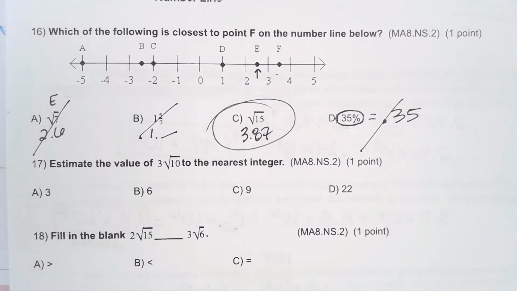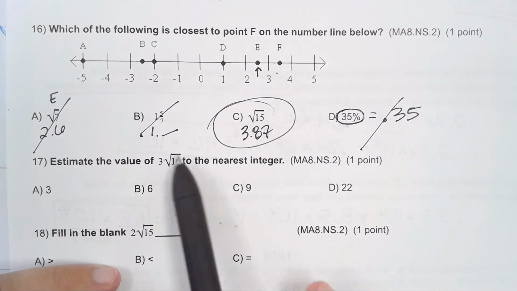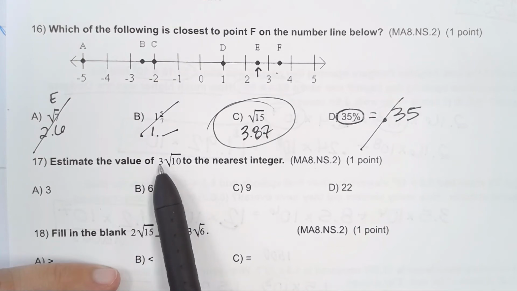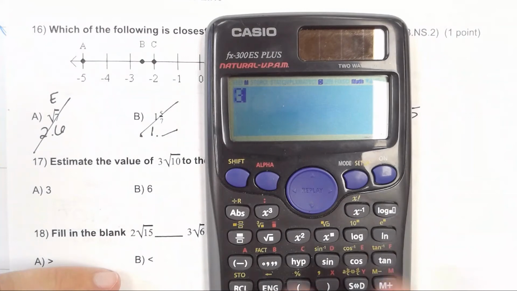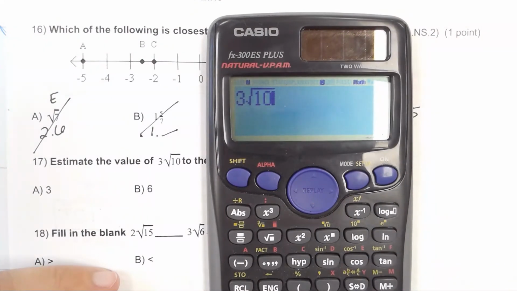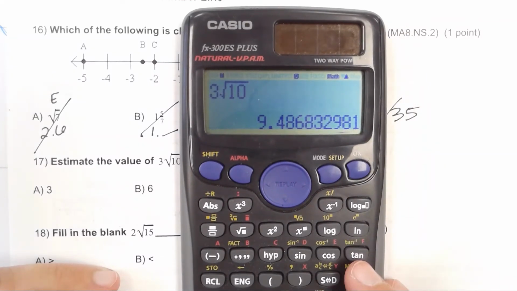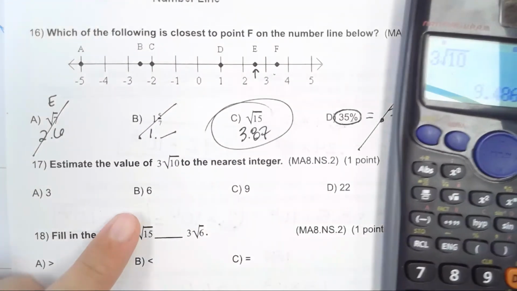All right, number 17, estimate the value of 3 times the square root of 10 to the nearest integer. So all that we're doing here is you can plug this in your calculator like this, or you can first take the square root of 10, and then this 3 out front just means that you're multiplying. So I'm just going to put it in my calculator as they showed it to me. So 3 times the square root of 10 is about 9.48. So about 9.5, but they do want us to round it to the nearest integer.